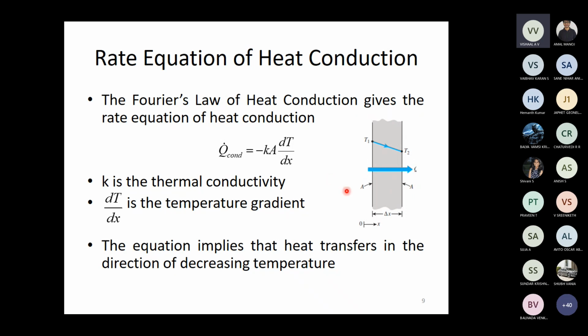So this is a typical example of one-dimensional heat conduction. Heat is conducted only in one direction, only in the X direction. There is no heat conduction shown in the Y direction and Z direction. That we shall see in the subsequent modules.